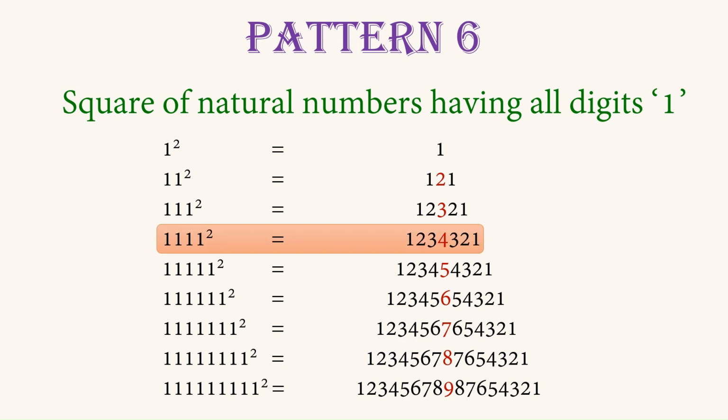Let us observe this. Here we have 4 ones. So we'll start with 1 and write till 4. 1, 2, 3, 4 in ascending order, and then in descending order till 1. 3, 2, 1. 1, 2, 3, 4, 3, 2, 1 is the result. This is applicable only when we have at most 9 ones in a number. So this 9 ones number is the last one. The answer of that we'll have to write from 1, 2, 3, 4, 5, 6, 7, 8, 9, and in descending order 8, 7, 6, 5, 4, 3, 2, 1.